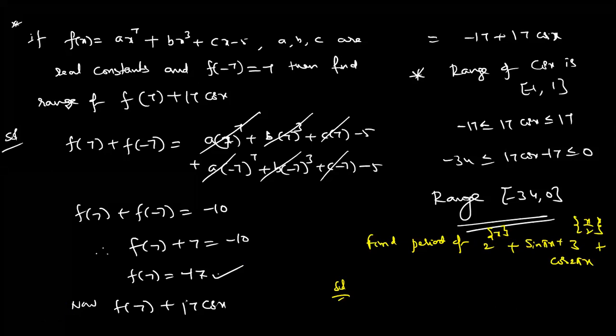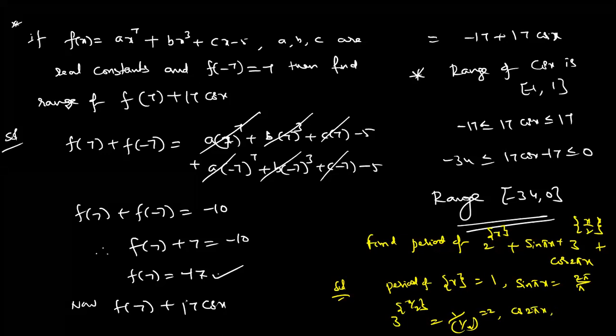These types of models, dear students, I think are very, very easy. How do you proceed? There are 4 functions here. The period of fractional part of x directly is how much? 1. 2 power fractional part of x is also 1. Same, nothing is changing. So sin pi x is how much? 2 pi by pi. The period of fractional part of x by 2 is how much? 1 by 1 by 2, that means 2. Period of cos 2 pi x is how much? 1.